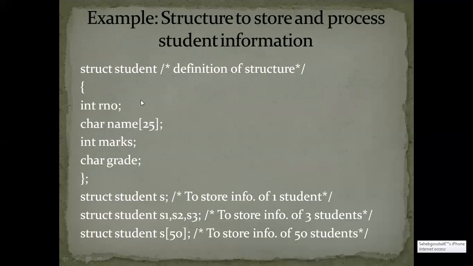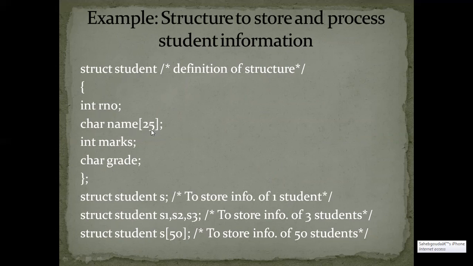Because it contains different data types, that is why we are going to make use of the structure. Okay, struct student. Student is an identifier, or you can say the structure name. This is the definition of the structure. So when I talk about student information, roll number has to be there. Okay, so roll number, it is of type integer.